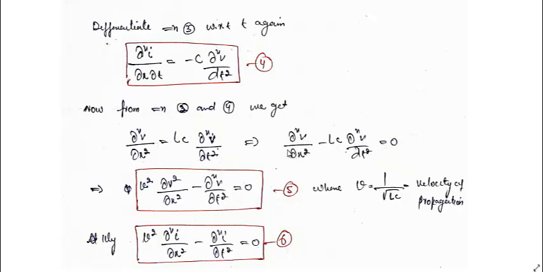I can divide by LC on both sides. It will be equal to 1 by LC del square v by del x square minus del square v by del t square is equal to 0. But we know that 1 by root of LC will be equal to V, so 1 by LC will be equal to V square. So it will be equal to V square del square V by del x square minus del square V by del t square is equal to 0. Similarly, we can derive this equation for current as well: V square del square I by del x square minus del square I by del t square is equal to 0. These two equations are used to find the value of voltage and current as a function of x and t.